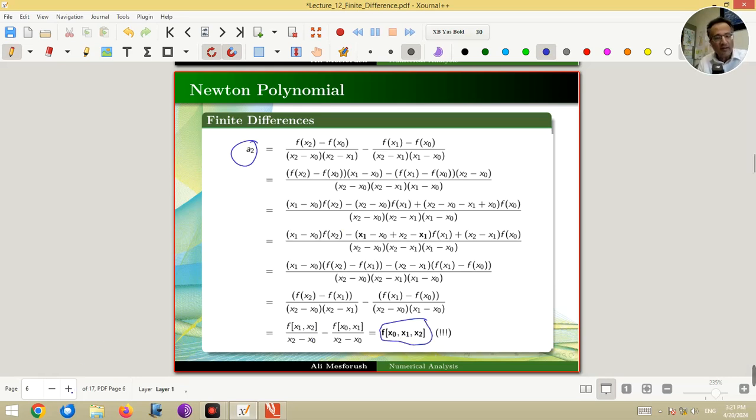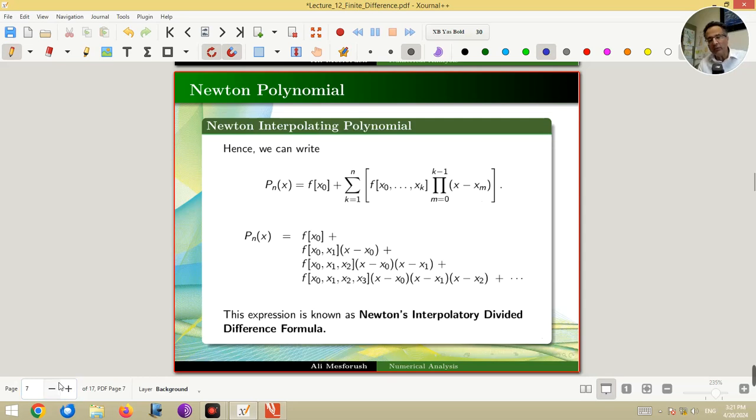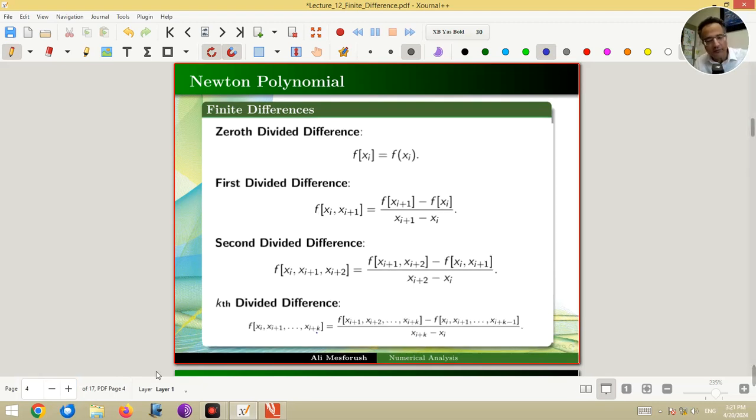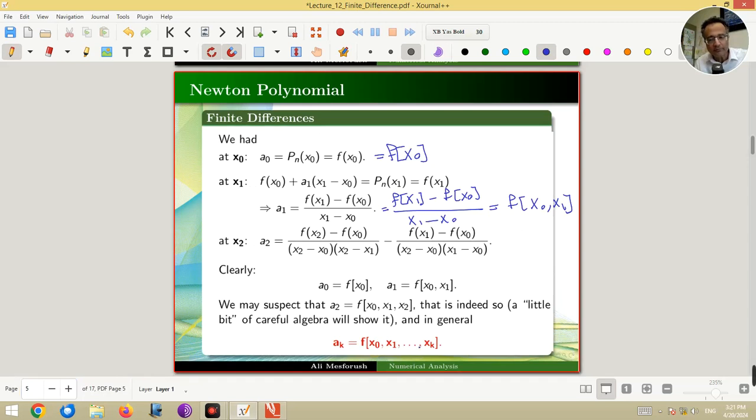So a2 in fact is equal to this one. In the same way, if we continue, we can find out that for all the coefficients we will get a_k equal to f of x0 to xk. Exactly something like this that we have written in the previous frame.